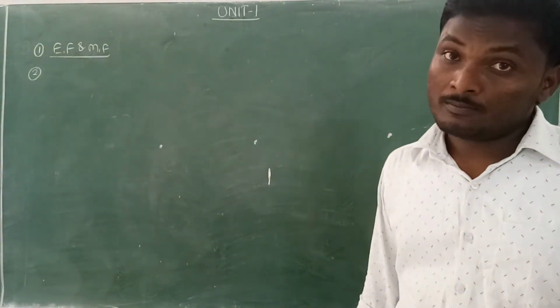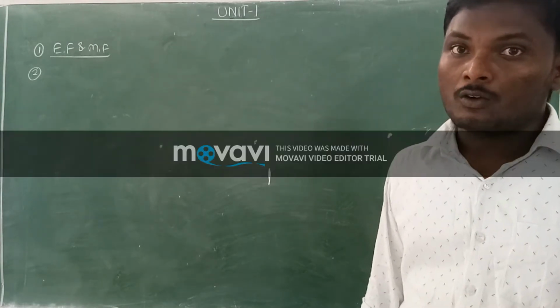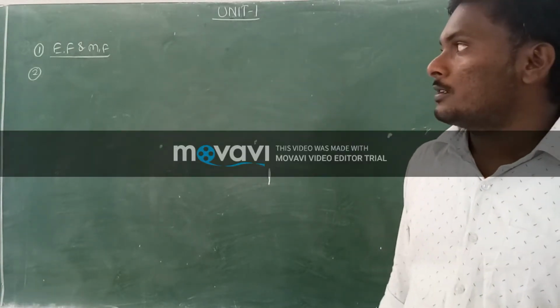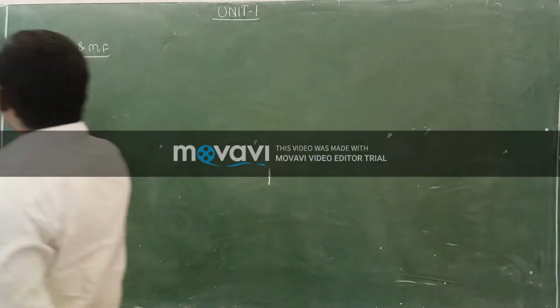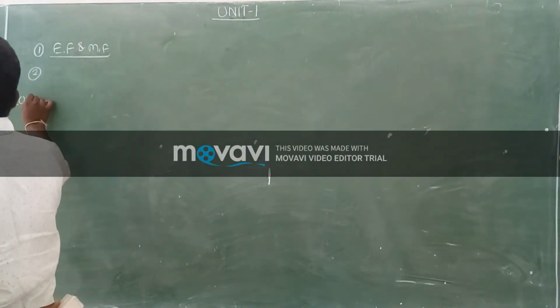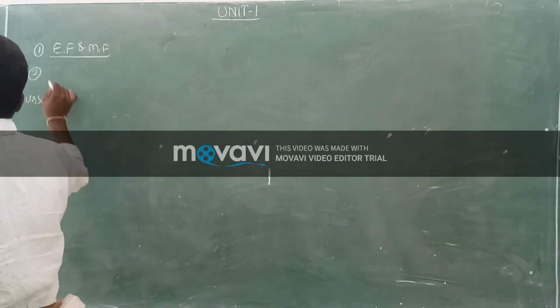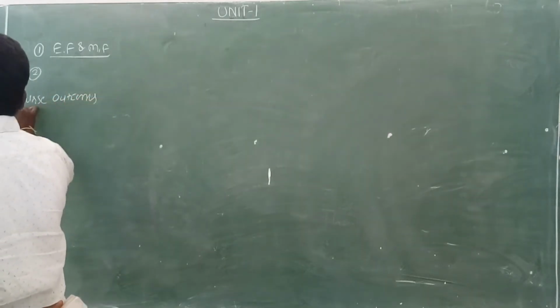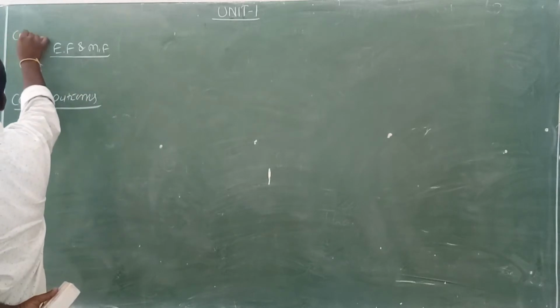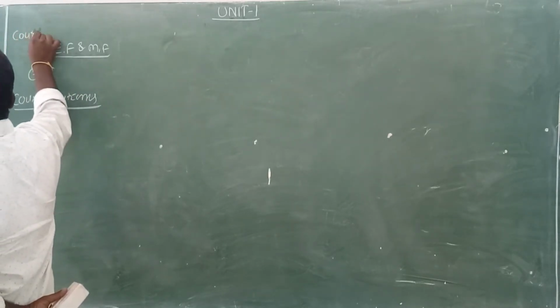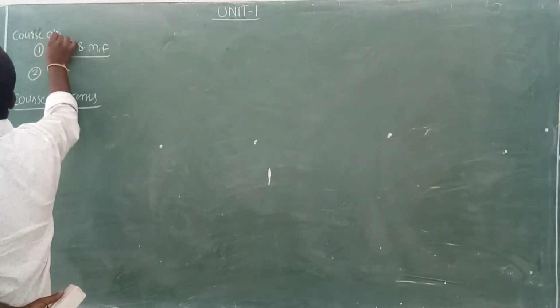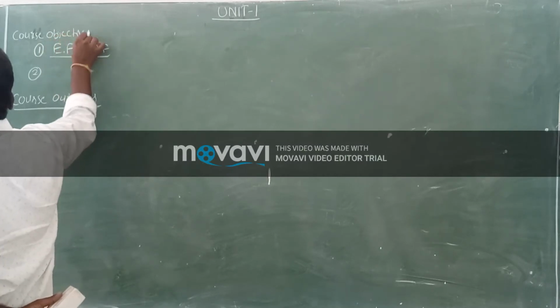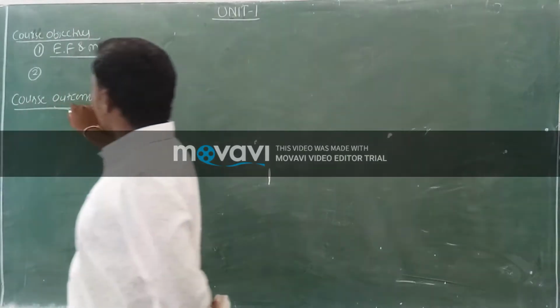What is the course name? The course name is electromagnetic fields. Okay, now we will see the outcomes. This is your course objectives. See, what is the outcome?